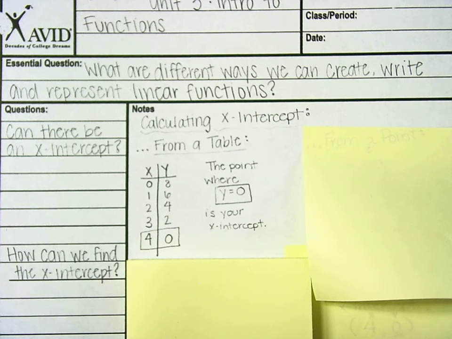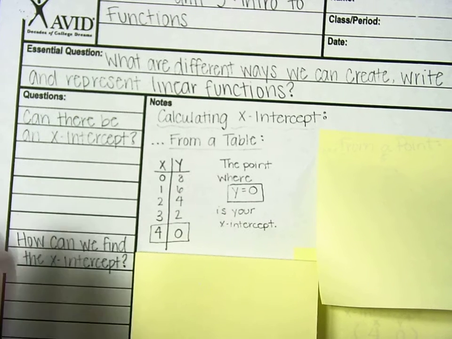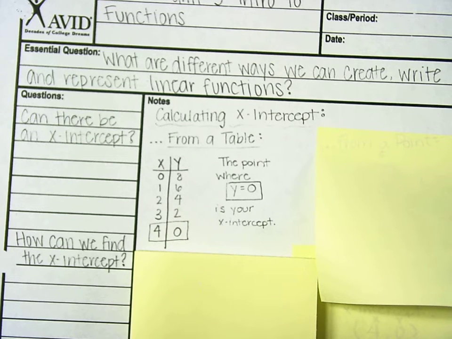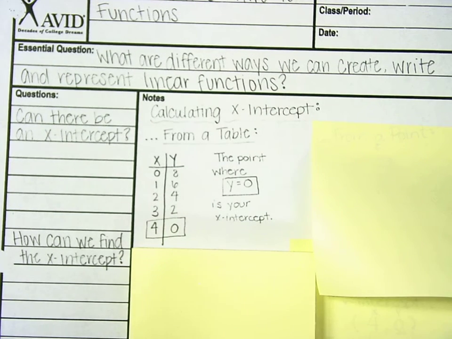Now we're going to take a look at x-intercepts. The first question we asked was, well, can there be an x-intercept? Yes. Do we always have an x-intercept? No. So the second question, how can we find the x-intercept?